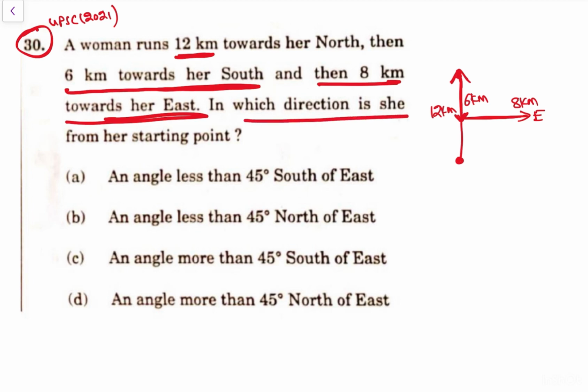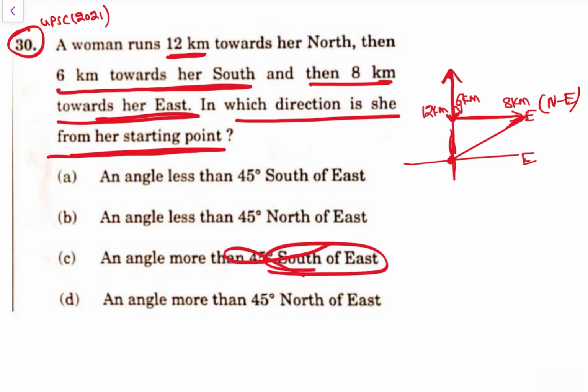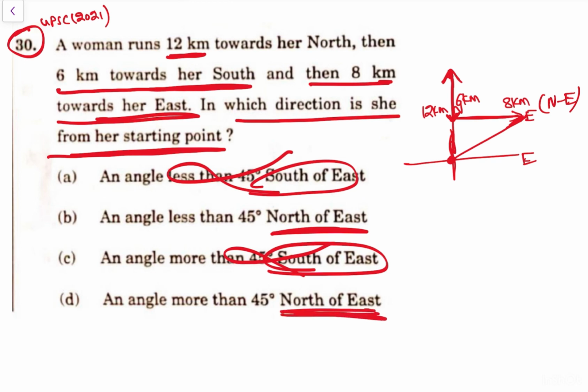In which direction is she from her starting point? The starting point is here. From the starting point she is in the northeast direction. Imagine she started from here, so north and east, so this is like northeast, right? South and southeast are wrong options, but two options of northeast are given.